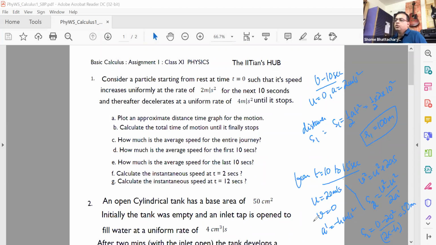So you can see the total distance traveled for this part will be S1 plus S2, so that will become 150. So that's another method we could have used. Okay, so I hope that clears this question fully.